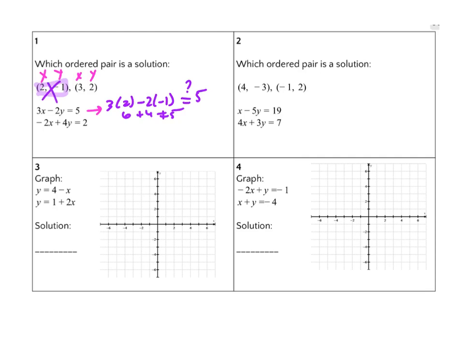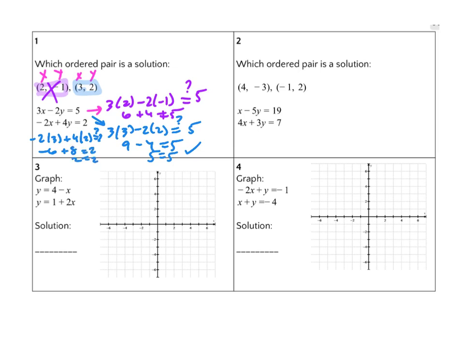But let's check just to be sure, because sometimes Miss Moose makes a mistake. So I'm going to check the second option. 3 times 3 minus 2 times 2. Does that equal 5? Right? I'm checking. 9 minus 4 equals 5. 5 equals 5. Yep. And then maybe just to be sure, I would check, because sometimes math is just, negative 6 plus 8, does that equal 2? 2 equals 2. Yep. So this is the correct point.